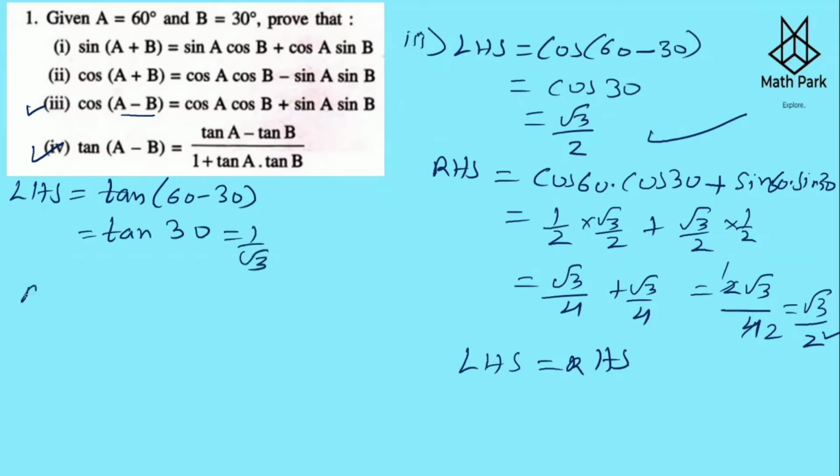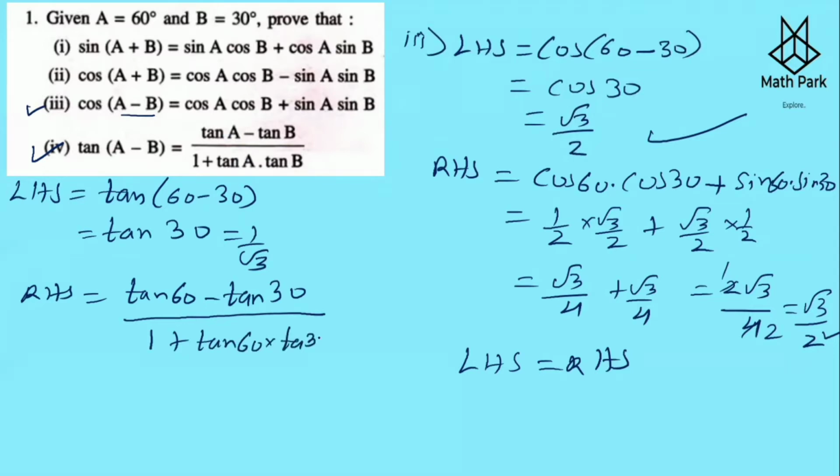Let us start with the RHS of this question. So RHS, we have (tan A minus tan B) divided by (1 plus tan A tan B), that is tan 60 minus tan 30 divided by 1 plus tan 60 into tan 30. Let us put the values here. Tan 60 is root 3 and tan 30 is 1 upon root 3. So the root 3 and root 3 get cancelled. We get denominator 2. Let us take the LCM. Root 3 times root 3 is 3 minus 1 upon root 3.